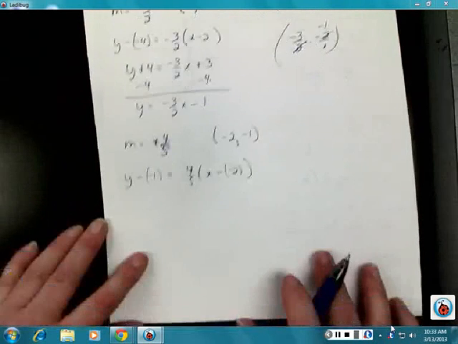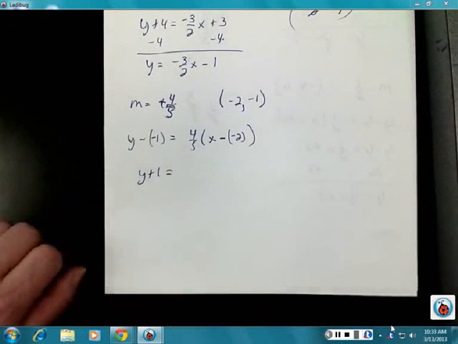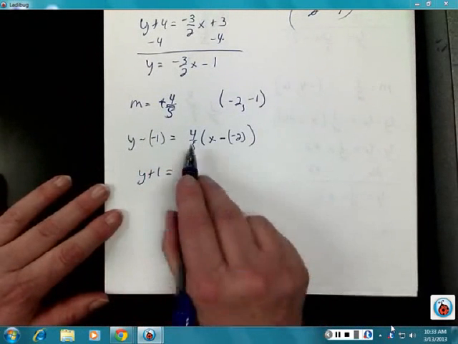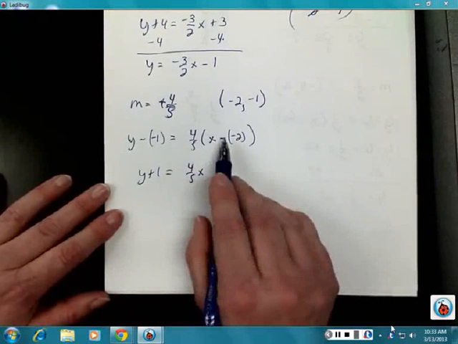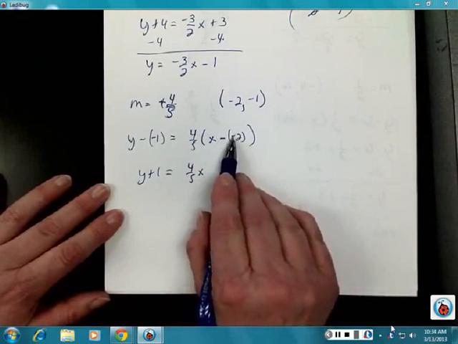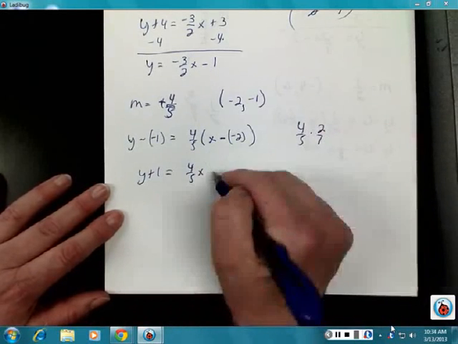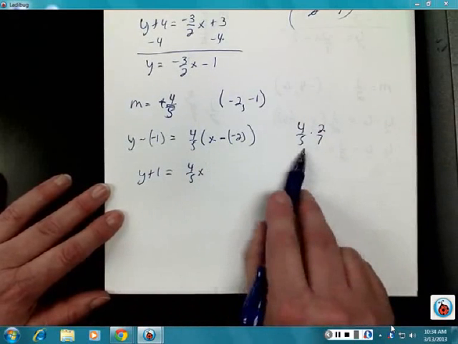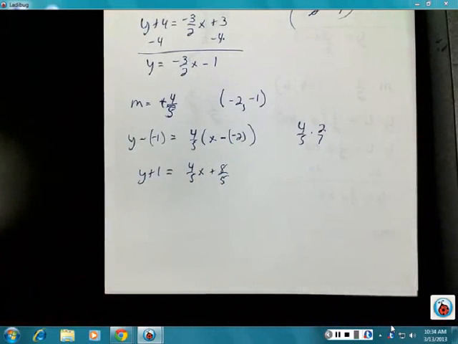So what happens with this whole thing? Now I got to solve it. So it's y plus 1. We okay there? Yes. Okay. 4/5 times x is 4/5 x. But the problem here comes as a negative times negative is a positive, and I have 4/5 times 2 over 1. So what does that give me? I can't cancel anything. So I have 4 times 2. I get 8/5. Okay so far?